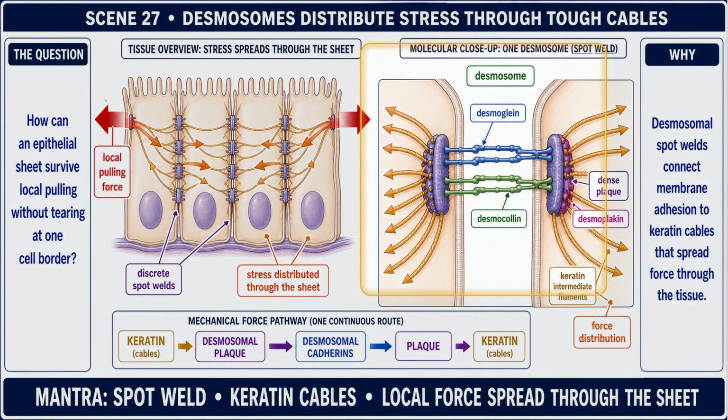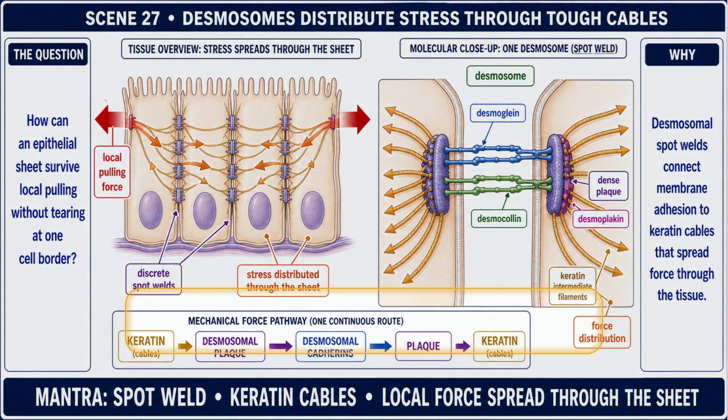Across the intercellular space, the desmosomal cadherins, desmoglein and desmocollin, bind the two cells together. Inside each cell, their tails enter a dense protein plaque. Desmoplakin in that plaque anchors the keratin filaments.